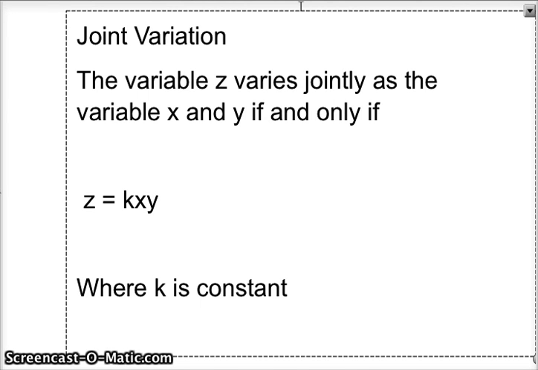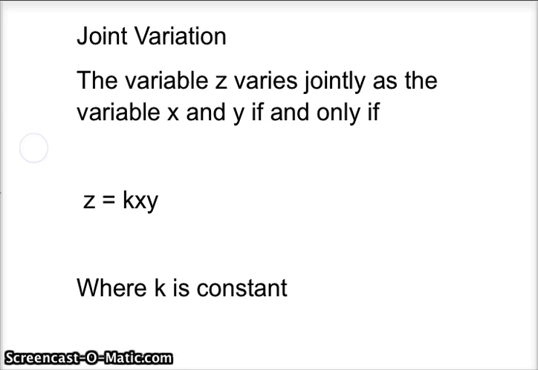All right, joint variation. Again, very similar to direct variation and inverse variation. It says the variable z varies jointly as the variable x and y. So now you have basically four variables where k is a constant. When you see that sentence, you're going to end up with this formula. z, x, and y could be anything, but k remains your constant.